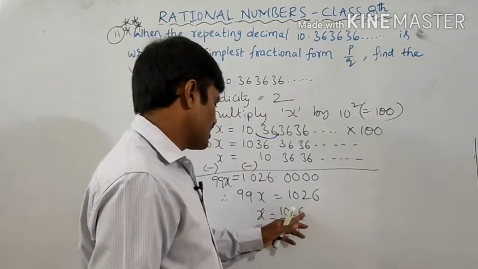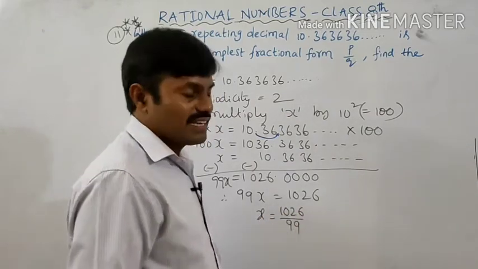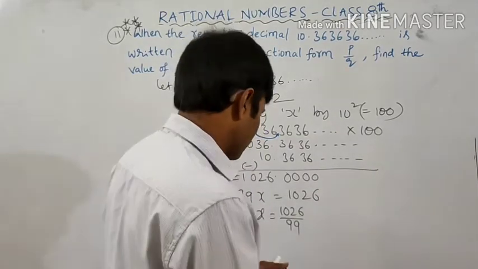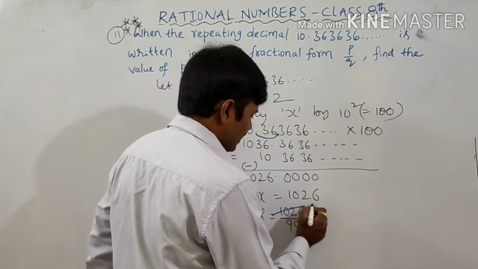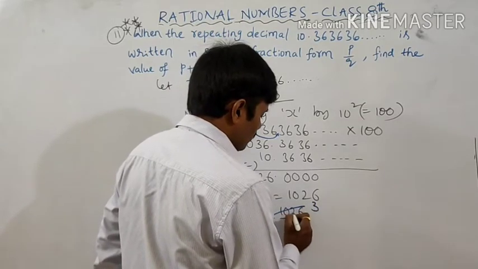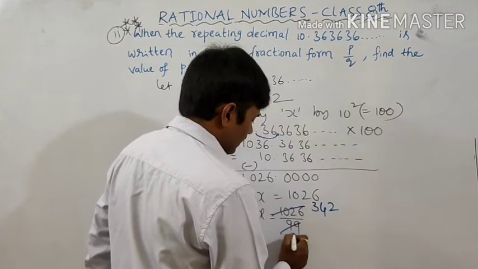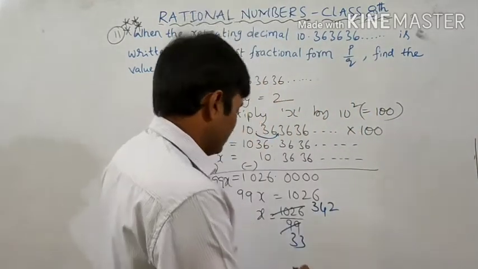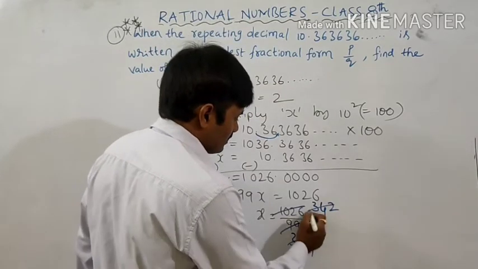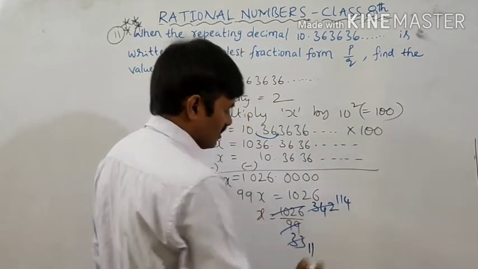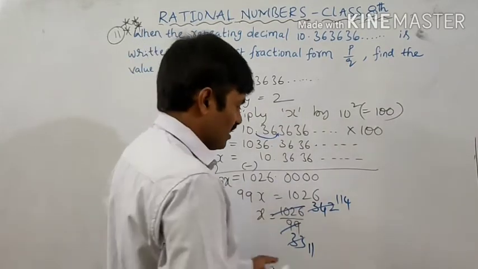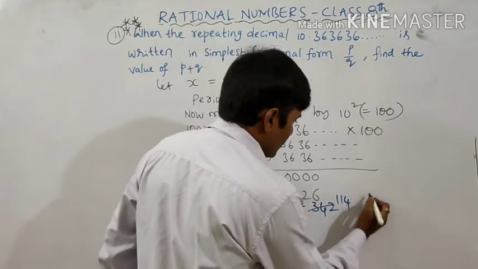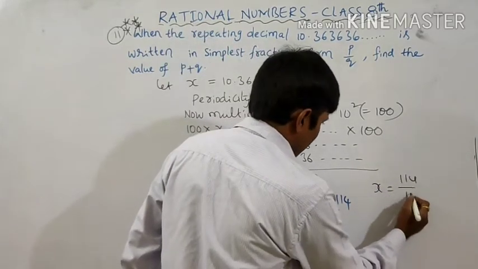For 1026, 6 plus 2 plus 1 is 9, and 9 plus 9 is 18, so these two numbers are divisible by 3. Dividing by 3: 1026 by 3 gives 342, and 99 by 3 gives 33. So 342 by 33. Again we can divide by 3: 342 by 3 gives 114, and 33 by 3 gives 11. We cannot simplify 114 by 11 any more. The final answer, the value of x, is equal to 114 by 11.